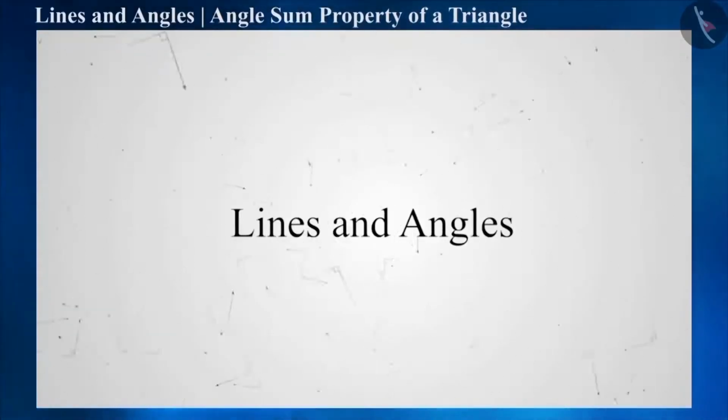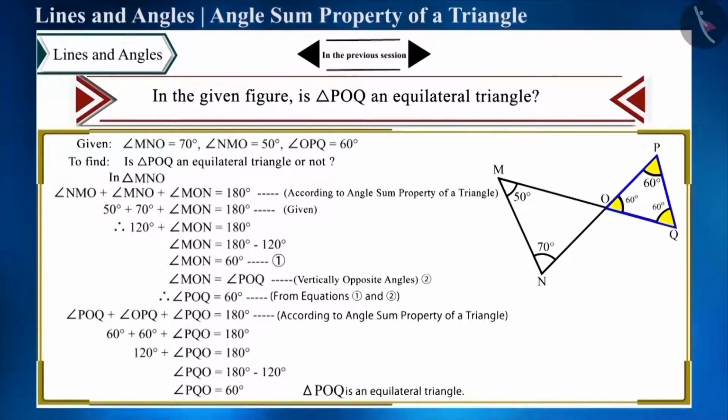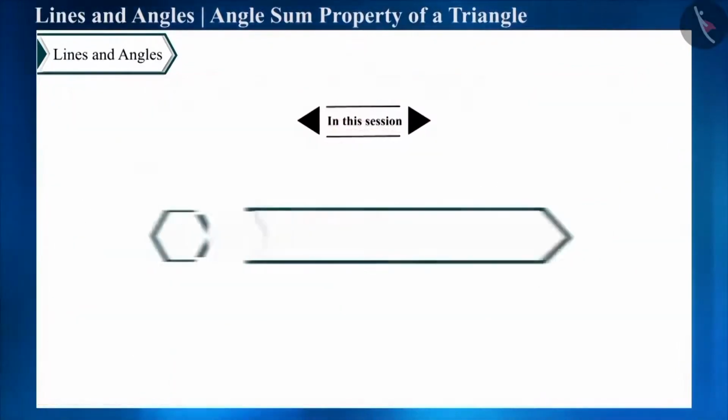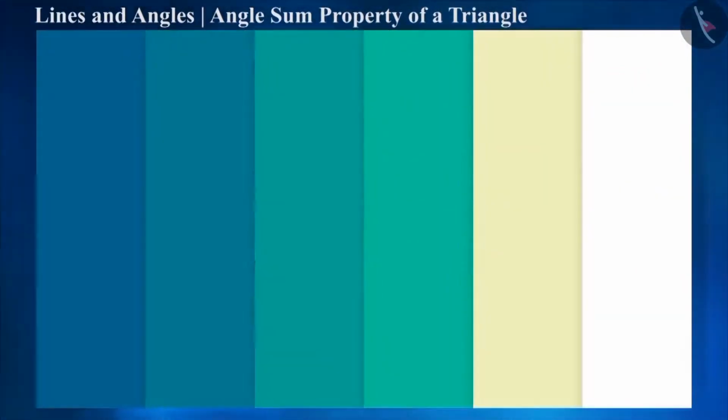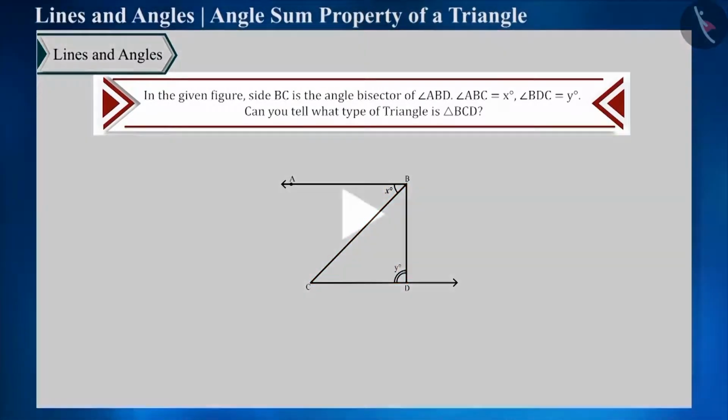Hello friends, welcome to this video on lines and angles. In the previous video, we solved some questions related to angle sum property of a triangle and exterior angle property of a triangle. Today we will discuss some more facts related to the same. In the given figure, side BC is the angle bisector of angle ABD. Angle ABC is equal to x degrees and angle BDC is equal to y degrees. Now can you tell what kind of a triangle is triangle BCD? You can pause the video and then solve this question.